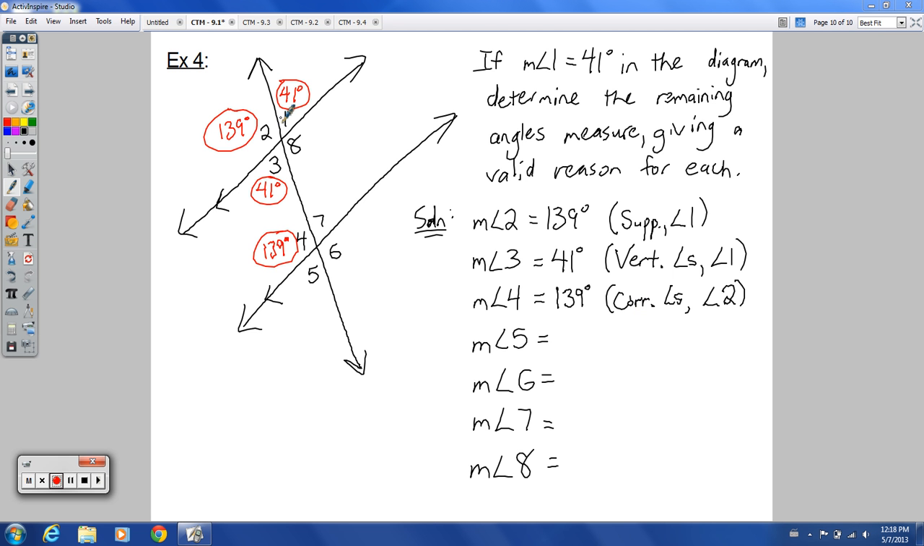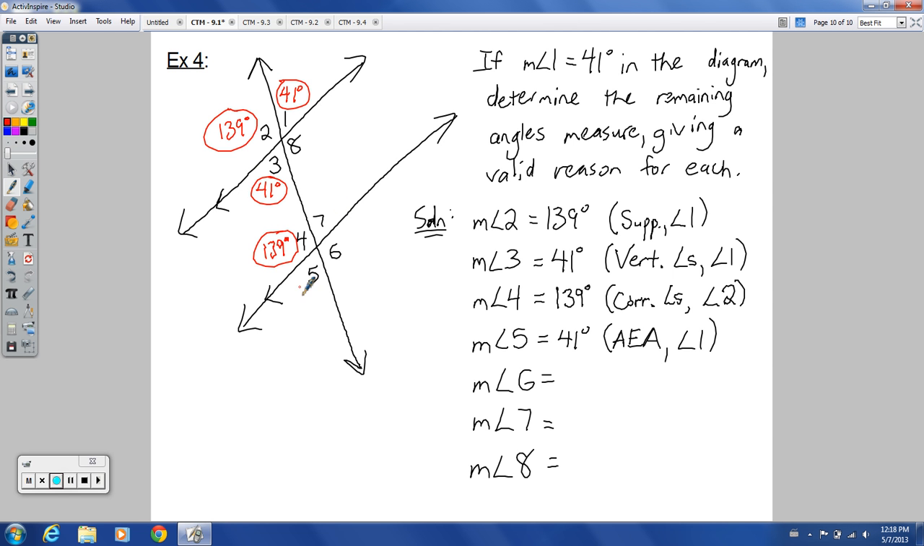I noticed that 1 and 5 are on alternate sides of the transversal. They're also exterior to the parallel lines. They're on the outside of that part, so the interior is here, exterior is out here and out here. And so I could say alternate exterior angles for that one. This one and this one would have to be congruent, so that would be 41 degrees as well. And you can say AEA with angle 1. That would be a valid reason right there.